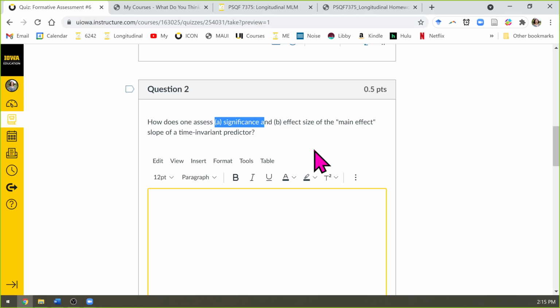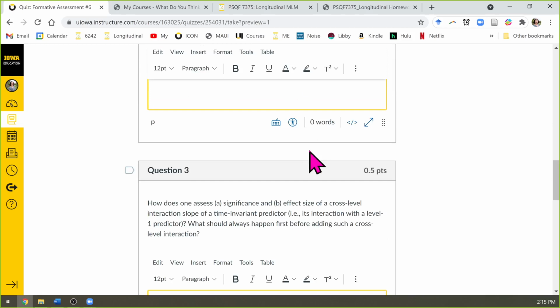So, questions or comments on that question? Okay. So, main effects of level 2 time invariant predictors, their job is to adjust the intercept, therefore the relevant effect size is how much intercept variance they accounted for.